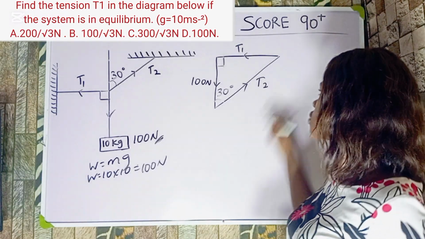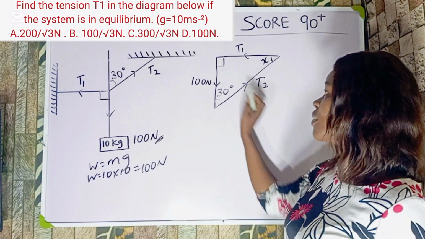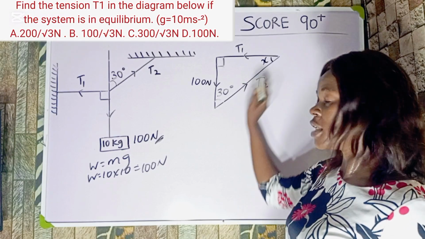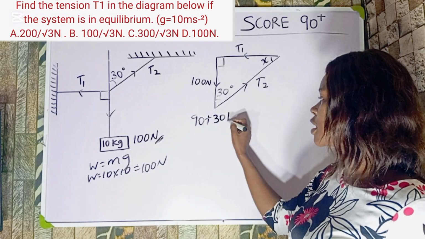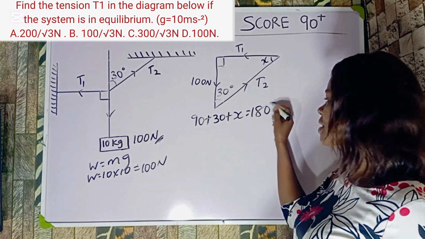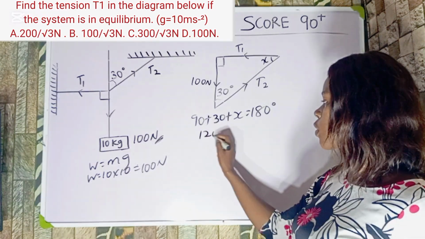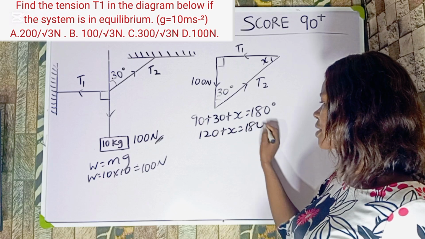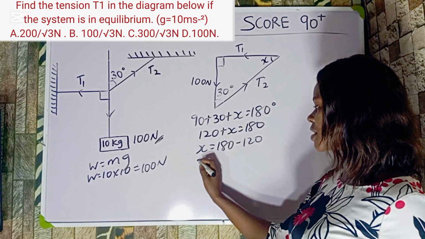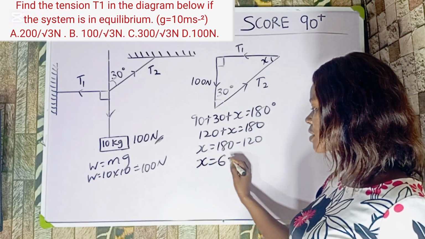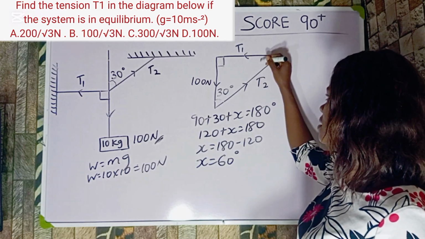For us to solve, you should know that this angle is missing. I can call this x. The sum of angles in a triangle is equal to 180. Now if this is 90, this is 30, this becomes what? 60. So let's work it out. I will say 90 plus 30 plus x is equal to what? 180, because the sum of angles in a triangle is equal to 180 degrees. So this is going to give me 120 plus x is equal to 180. Now x is equal to 180 minus 120, so x is equal to 60 degrees. Now this is the angle here, so we can change our x to be 60 degrees.